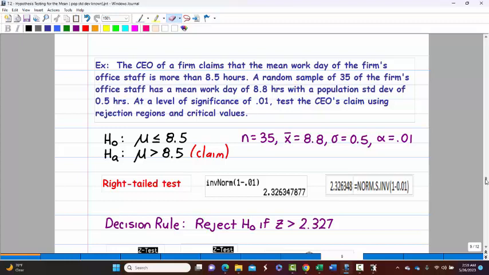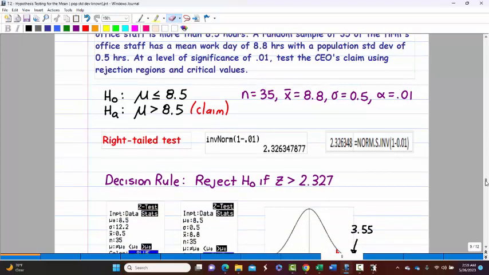All right, so let's try a hypothesis test problem using critical values.